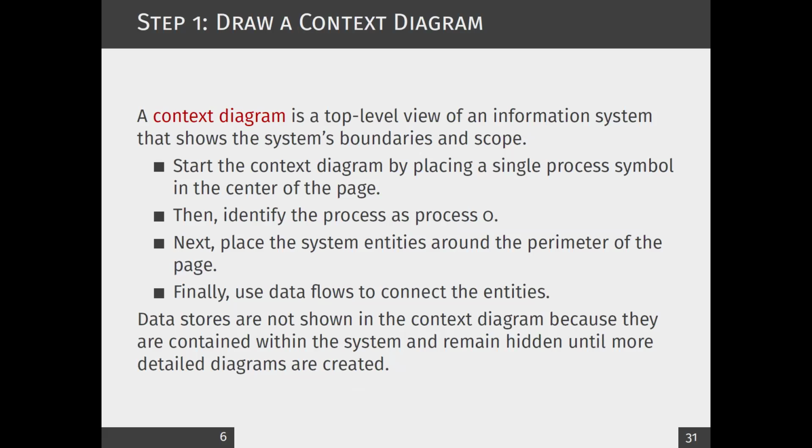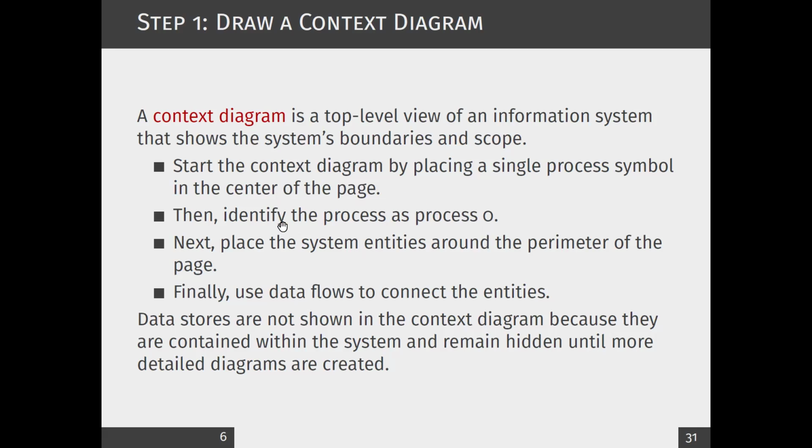Now that we understand the guidelines, let's start with drawing the context diagram. I told you in the beginning, it will be the top level view. So you start by drawing the information system in the middle. We represent it as a single process in the center of the page, and we put 0. Remember, this also we discussed.